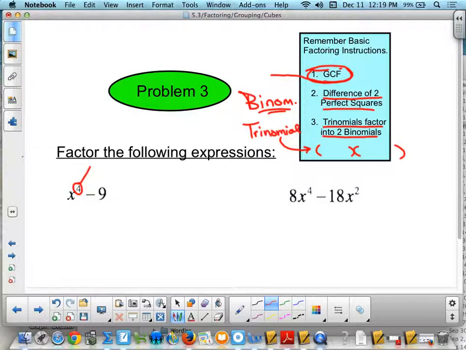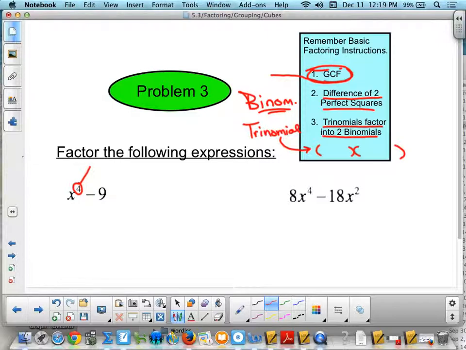Yesterday I added to that list, I said, what if there's 4 terms? Now what do you do? Yesterday, if we saw 4 terms, we factored by grouping. And then yesterday we said, what if you get a plus or a minus sign, the sum or difference of a perfect cube and a perfect cube? We can factor those. Follow the formula. The formula will take you to the answer.